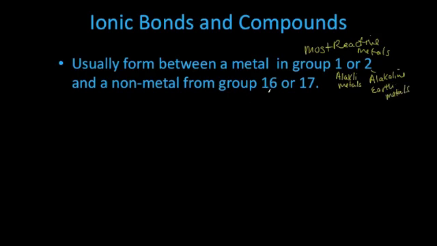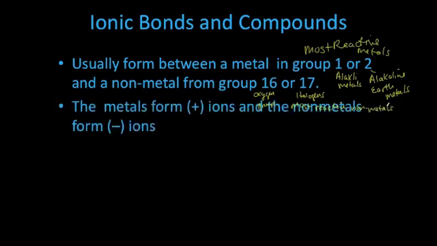Okay? Group 16 is the oxygen group. And group 17 are called the halogens. And they are the most reactive nonmetals. All right, so group 17 is the most reactive nonmetals. Okay? The metals form positive ions, and the nonmetals form negative ions. We've mentioned that a couple times already. Okay?